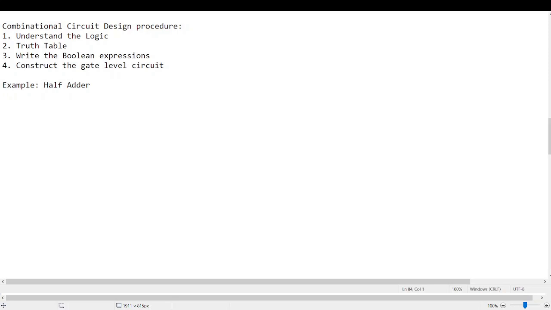Now what is the logic of your half adder? Let me write the logic of your half adder. Half adder is the logic circuit which will do addition of two numbers or values. Two numbers or values. So this is my logic.